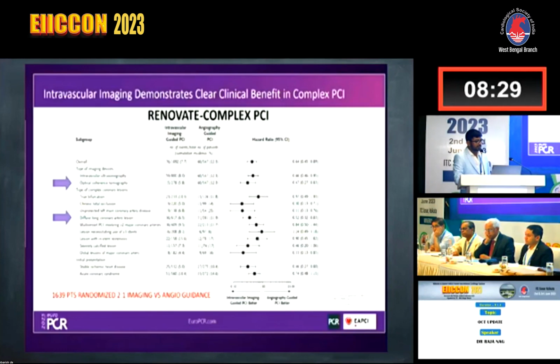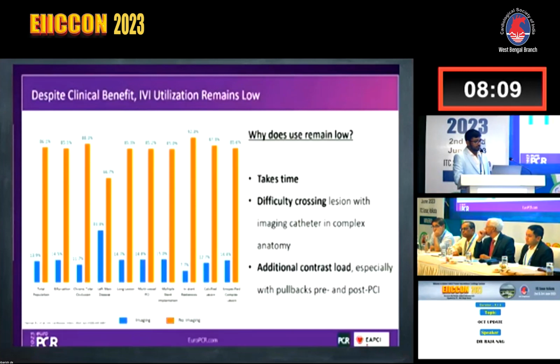And let us look at some of the trials of imaging in which we have already seen that the benefits of complex PCI are much better, and the outcomes are much better if we have long and diffuse disease. So these are some of the excuses we have at present with present day imaging, why we don't incorporate imaging in most of our cases, and mostly so in complex cases. It takes more time, there is difficulty in crossing tight lesions or small vessels, and there is the additional contrast load.